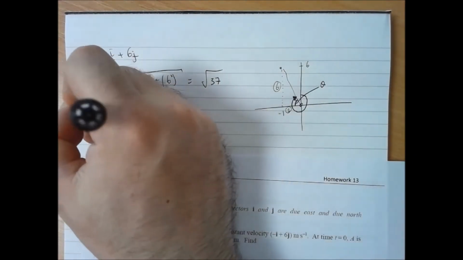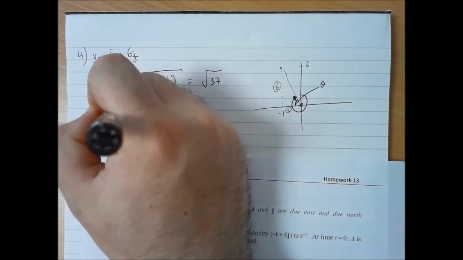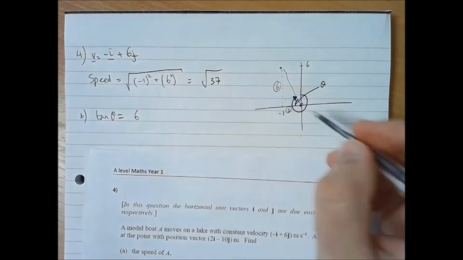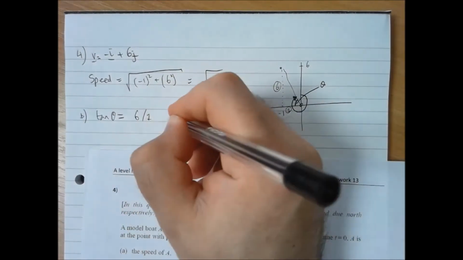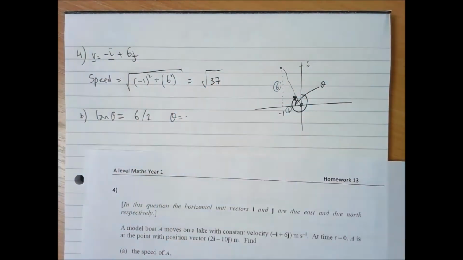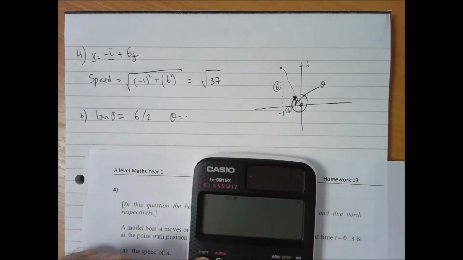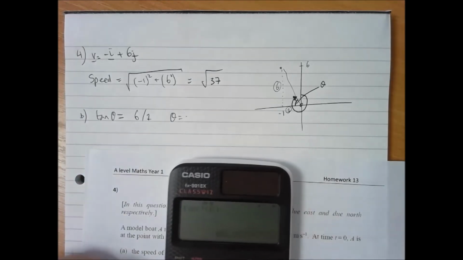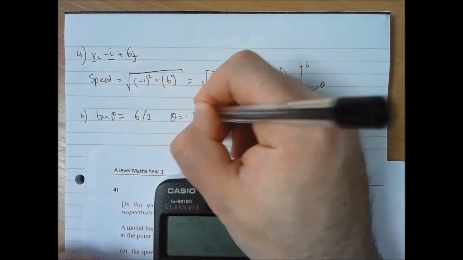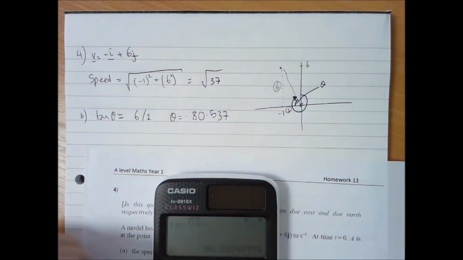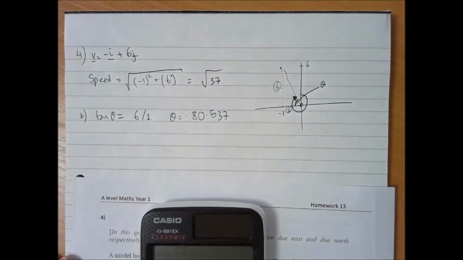So because we've got the opposite and the adjacent, we're going to use tan. So for part B, tan theta equals opposite 6, adjacent 1. This gives us that theta equals, we're going to use tan minus 1, so on our calculator, tan minus 1, 6. We don't need to put the over 1 bit in. This gives us an answer of 80.537.